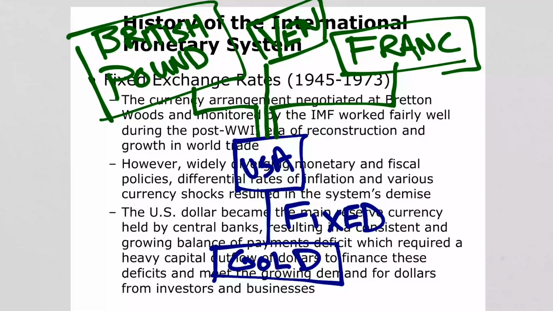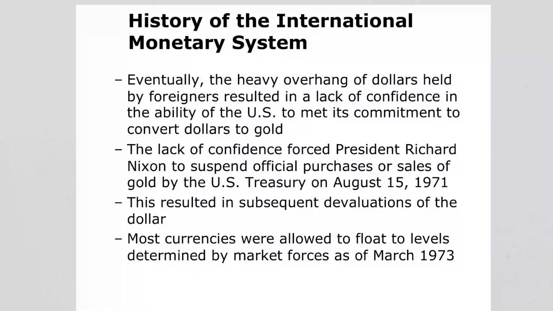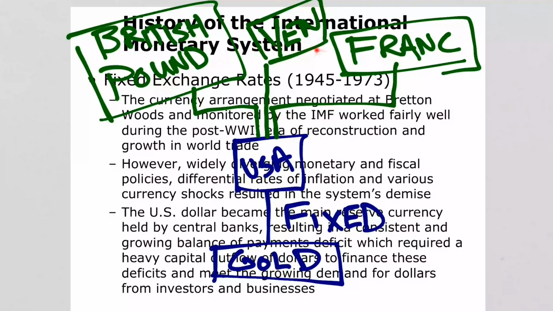This system worked for a while, but eventually it fell apart. And the reason is complex, but basically all these countries, which were initially decimated by World War II, ended up growing faster, in some cases much faster, than the United States.